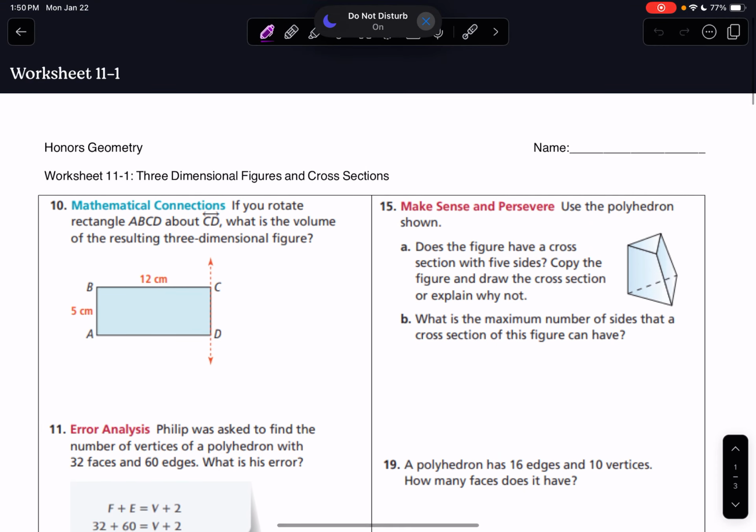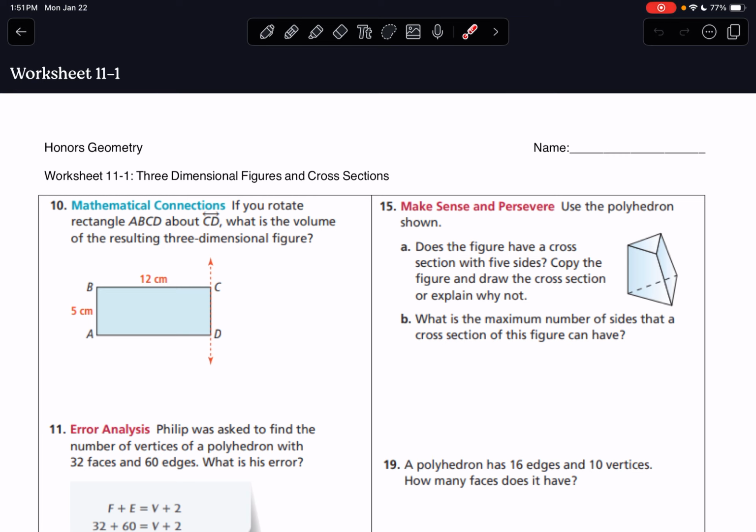All right, it's time to look at the topic 11 worksheets, starting with 11.1 about three-dimensional figures and cross-sections. I think this one's not too bad of a worksheet in the grand scheme of things. Number 10, if you rotate rectangle ABCD around CD, what is the volume of the resulting three-dimensional figure? Well, the figure that we're going to get is a cylinder. It's going to be round there.